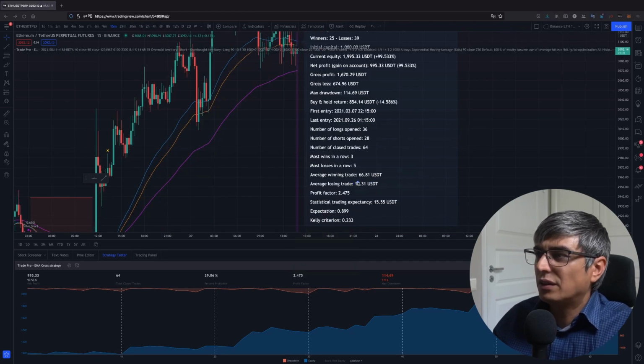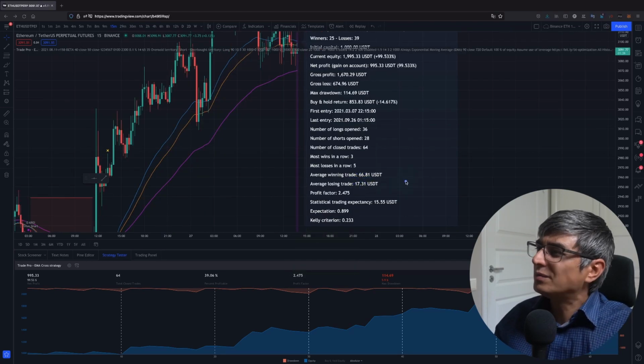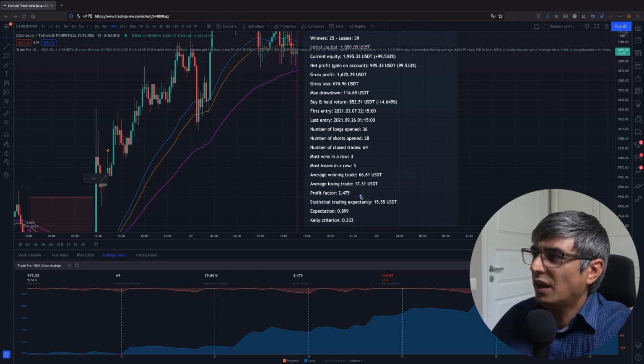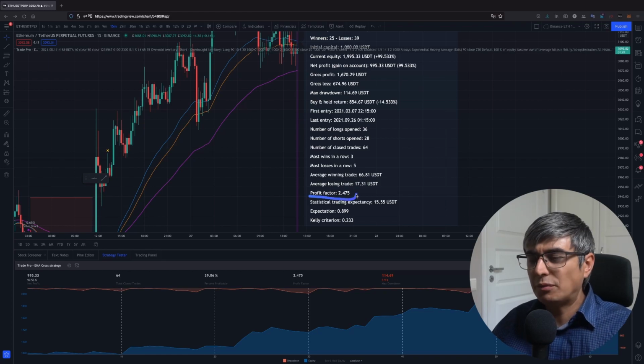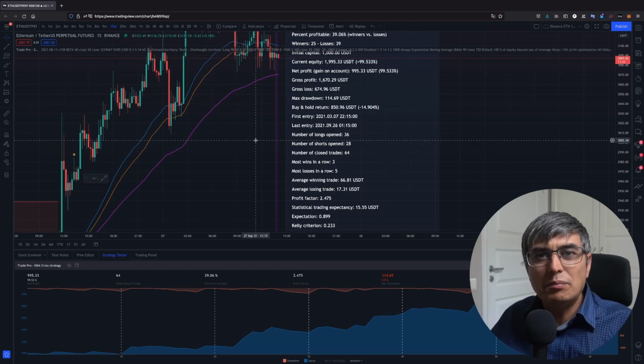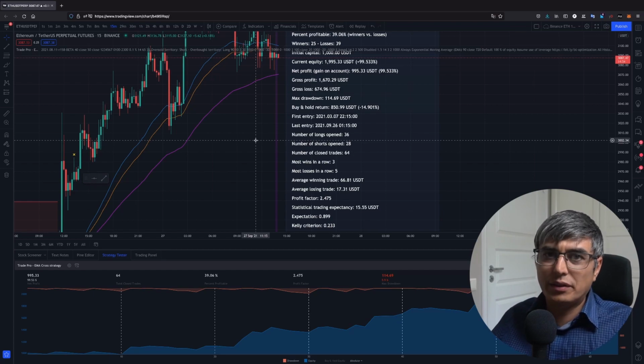And here we can see average winning trade 67 USDT, average losing trade 17.31 USDT. The profit factor is very good, close to 2.5. So this is something I like. Anyway, this is not permanent by any means. Every setting can be tweaked further to get even better results.